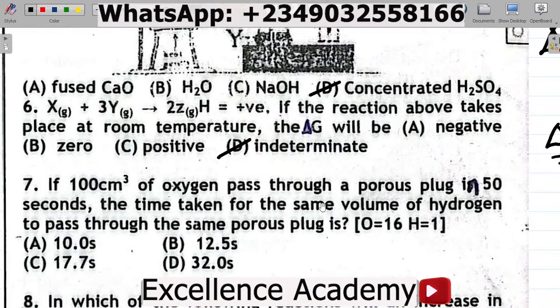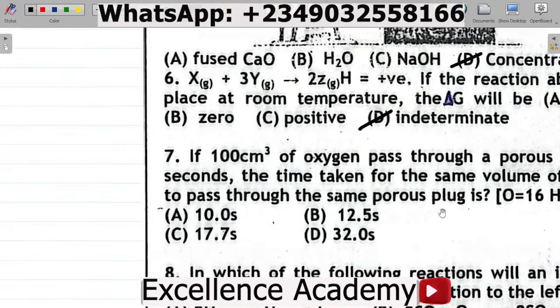All right. Question number 7. Question 7 here says, if 100 centimeter cube of oxygen passes through a porous plug in 50 seconds, the time taken for the same volume of hydrogen to pass through the same porous plug is, they give you the atomic mass of oxygen as 16 and that of hydrogen as 1. So how do we solve question number 7? To solve question number 7, we'll use Graham's law of diffusion.